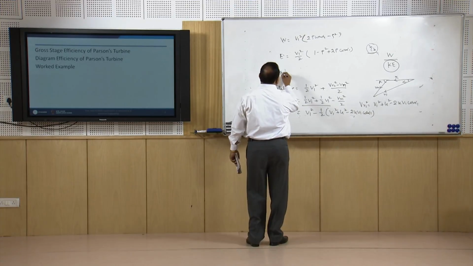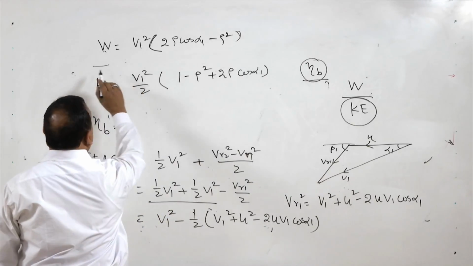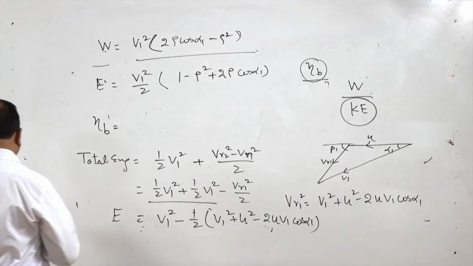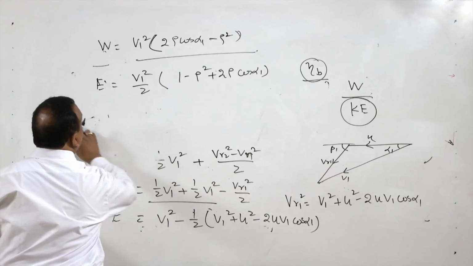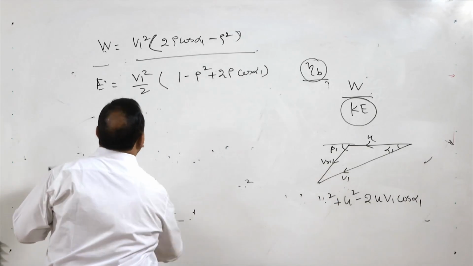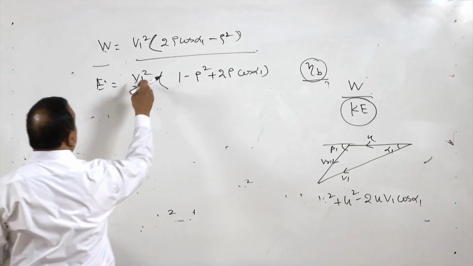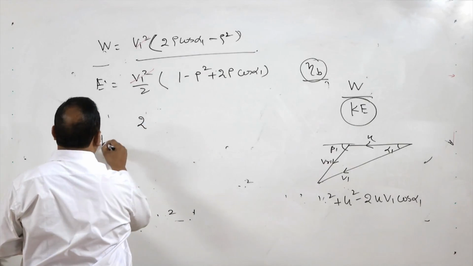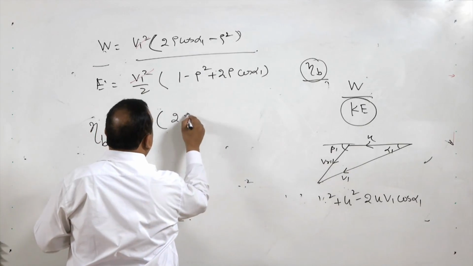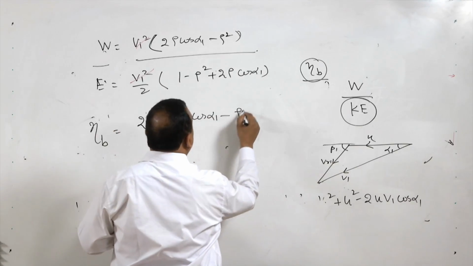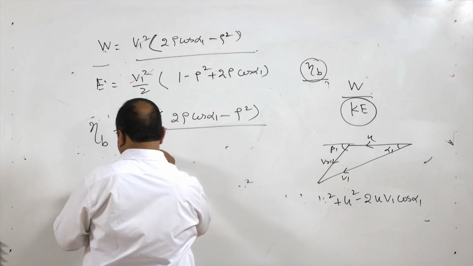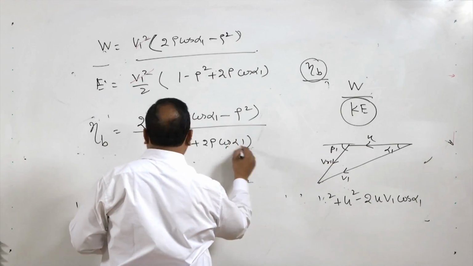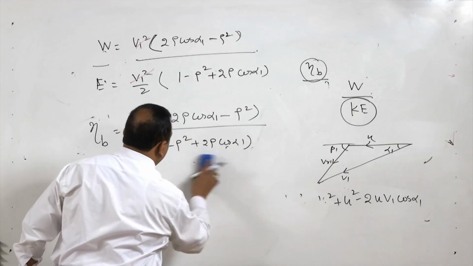So blade efficiency is going to be a ratio of these two. And it is going to be equal to, when we take ratio of these two, this will be cancelled out and we will get blade efficiency equal to 2 rho cos alpha 1 minus rho square divided by 1 minus rho square plus 2 rho cos alpha 1, right.